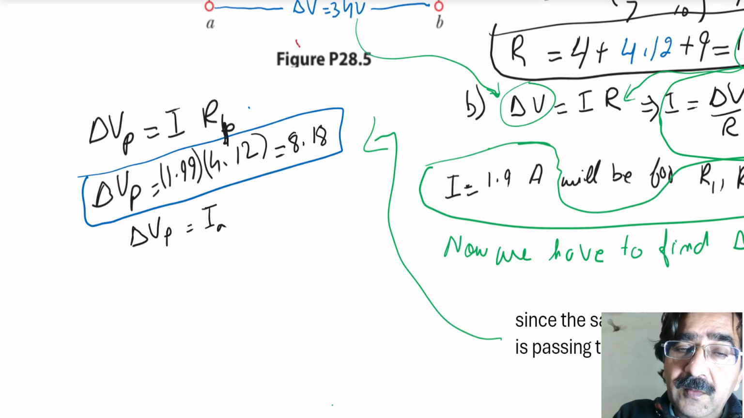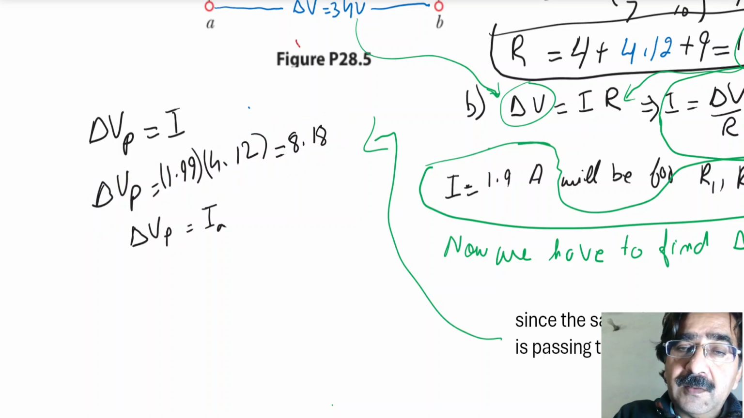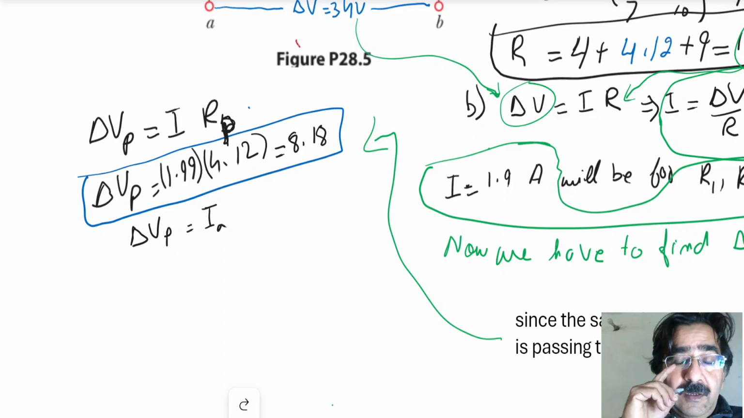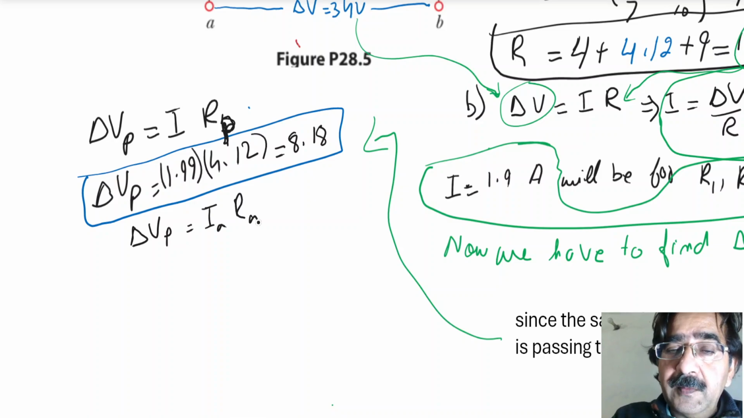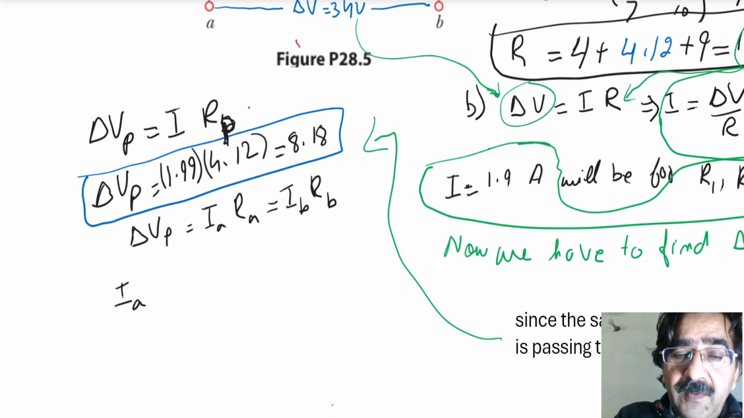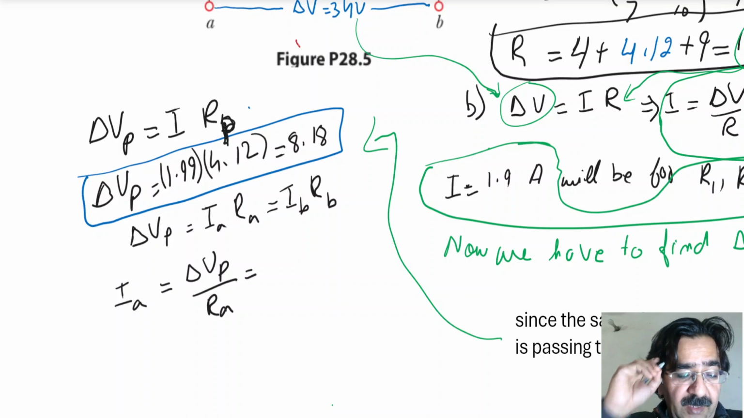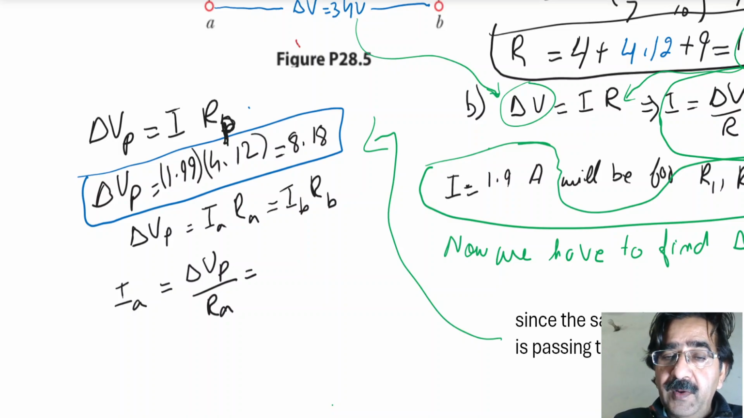This is P, not B. Okay. So this is V, IA and RA, and this will be IB and RB. Okay, so IA will be equal to delta VP over RA, and delta VP we have is 8.18.